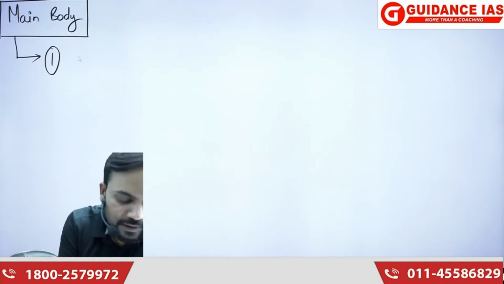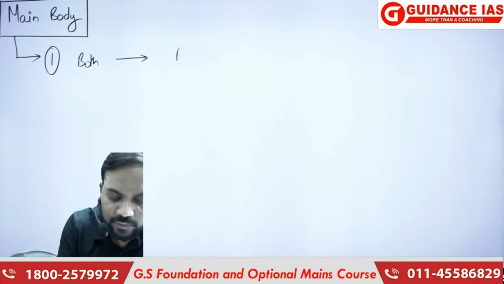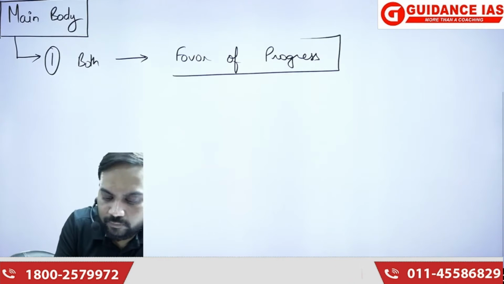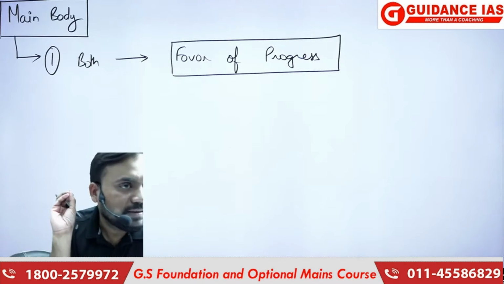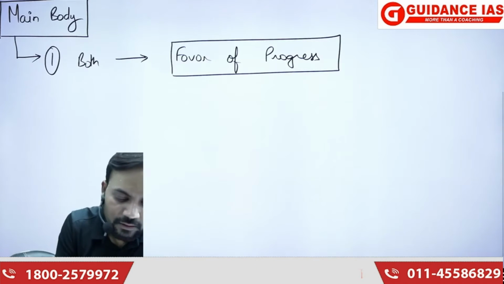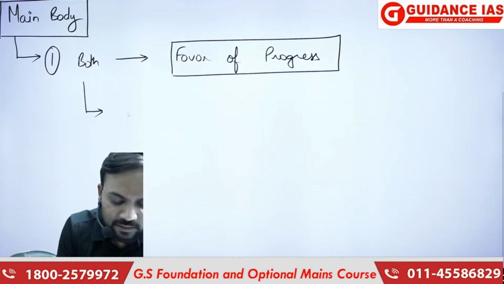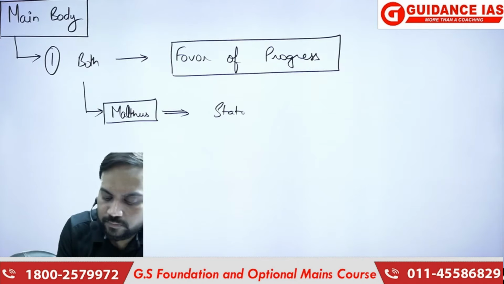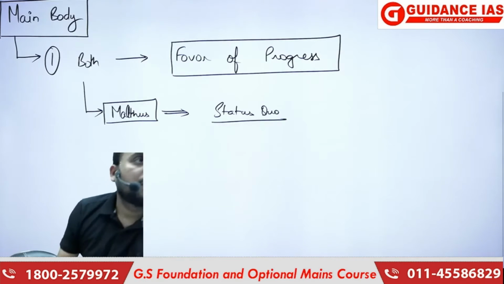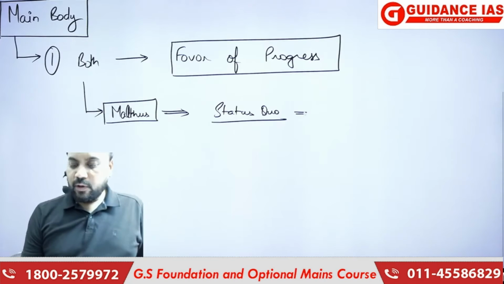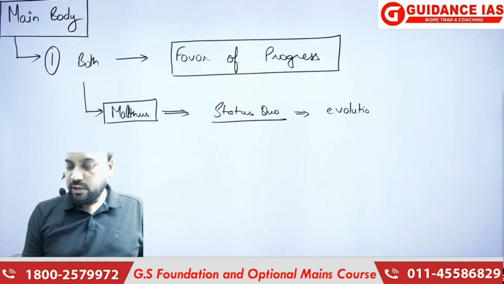Both, can we say both of them were in favor of progress? Both, if you look into Malthus and Marx, they were in favor of progress. However, what is the difference which emerges in them? If you talk about Malthus, this progress was more of a kind of status quo. Okay. So he was more in favor of what? A kind of evolutionary development.